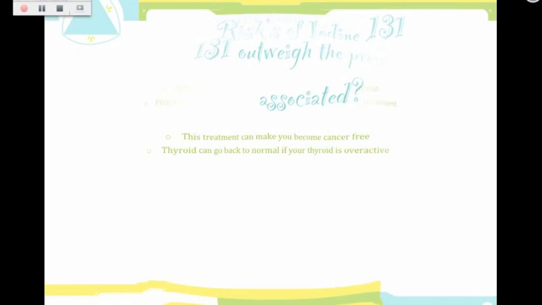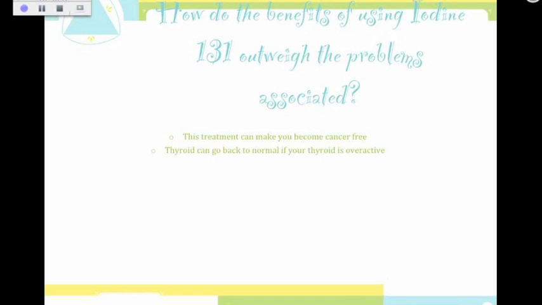The benefits of using iodine-131 can outweigh the risks, as most patients who undergo this treatment become cancer-free. The function of your thyroid can go back to normal if your thyroid is overactive. All these benefits can outweigh the risks.